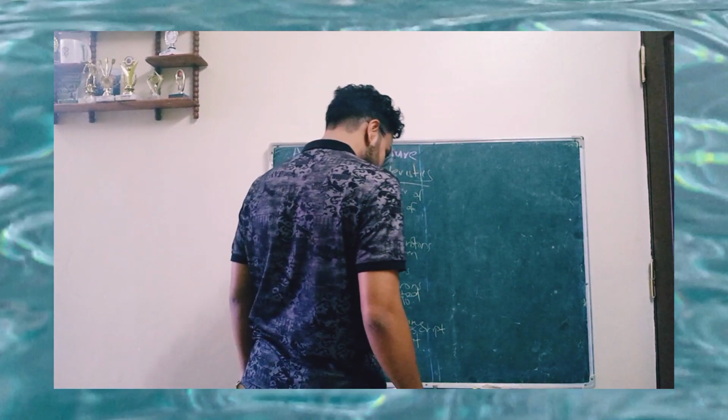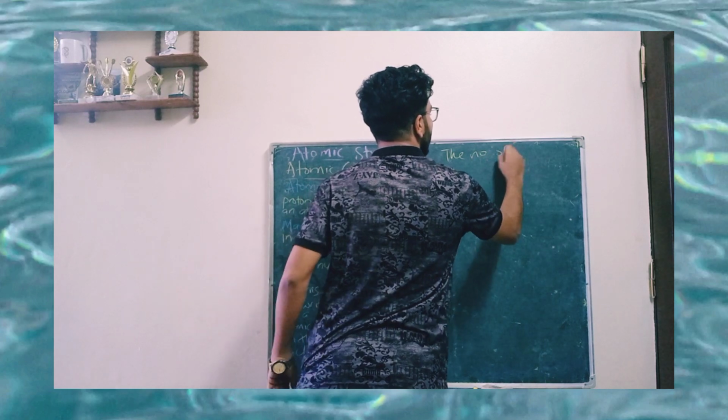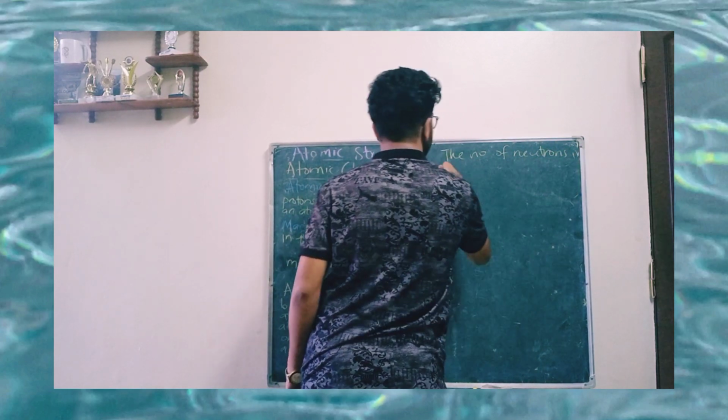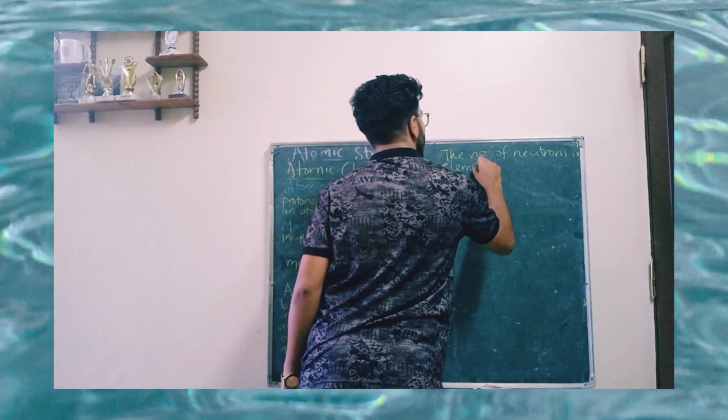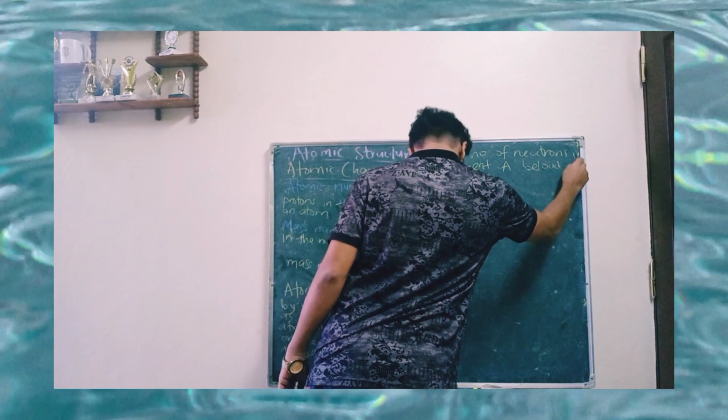Another example is the number of neutrons in element A below is 20.